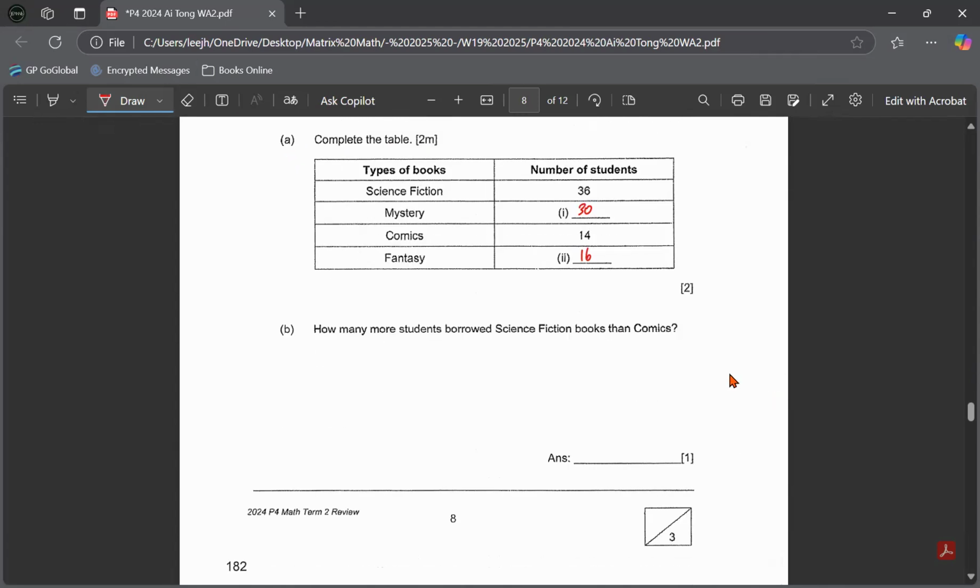What about B? How many more students borrowed science fiction than comics? So you look at science fiction, it's 36. Comics is 14. So how many more people borrowed science fiction than comics? So we have to minus. So 36 minus 14. Your answer is 22. Okay, give it back for this question. So please grab it.